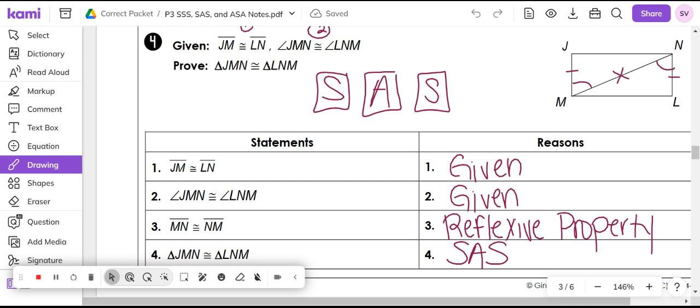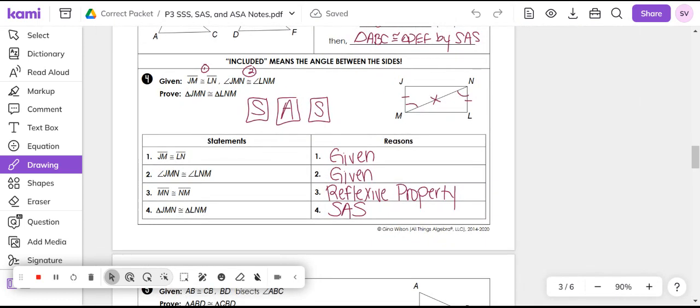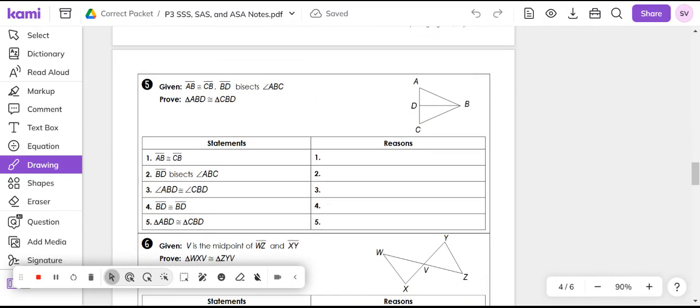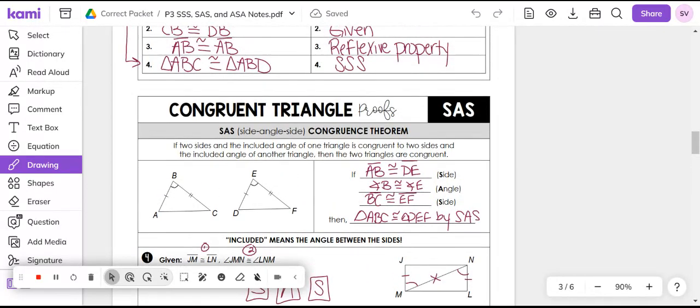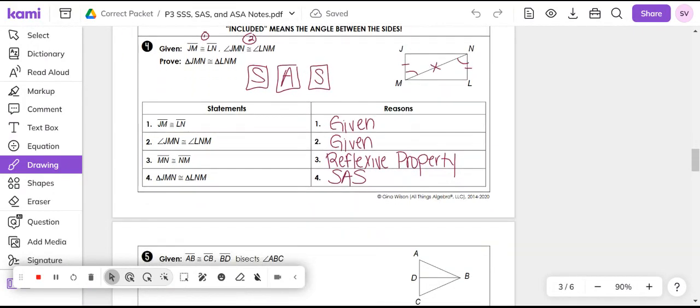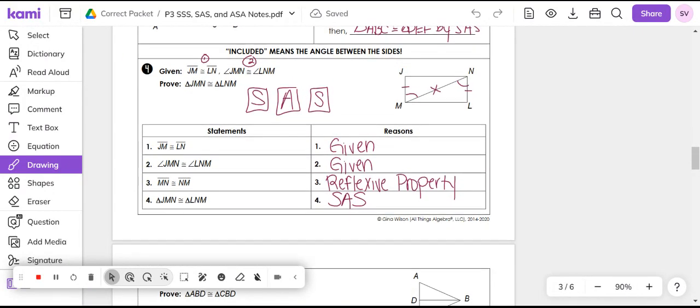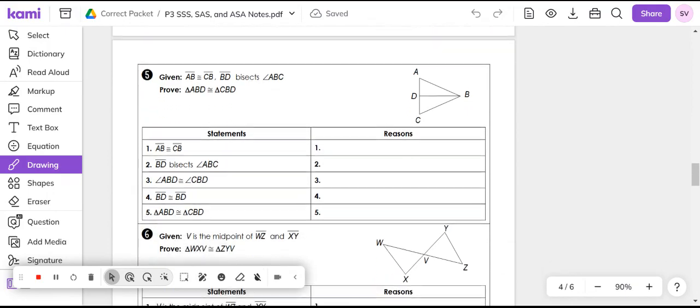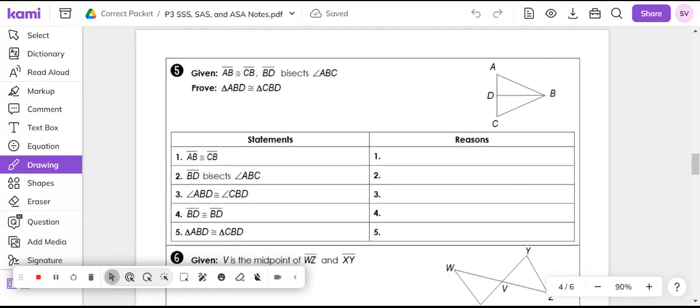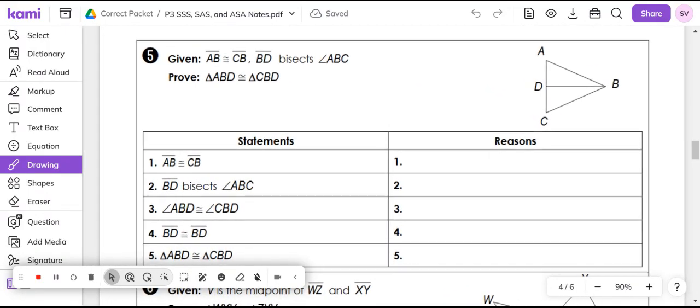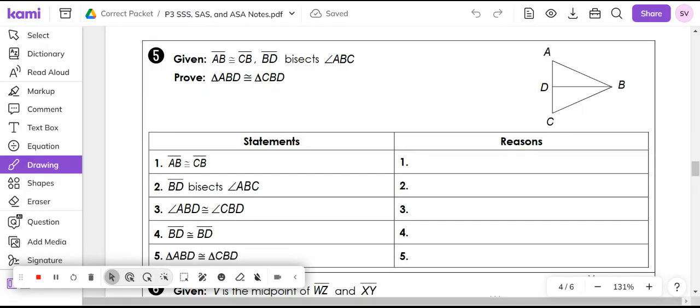All right, guys, so we are going to pick up where we left off with the notes from Wednesday. So we were looking at some side angle side stuff here. We did one proof where there was only 4 steps, and now we're going to take a look at number 5. With number 5, we are given 2 pieces of information.